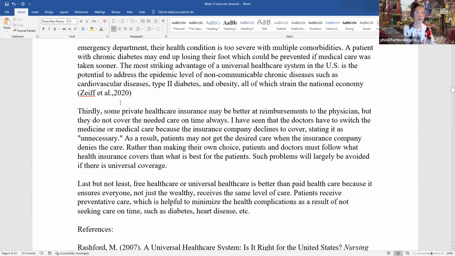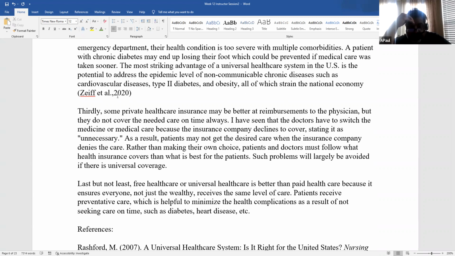Here is another one. She did a really good job here. The most striking advantage of a universal healthcare system in the U.S. is the potential to address the epidemic level of non-communicable chronic diseases such as cardiovascular disease, type 2 diabetes, obesity, all of which strain the economy. And then she has Z, and you put in AL. When do we use AL? When you don't have the exact page number or anything like that.